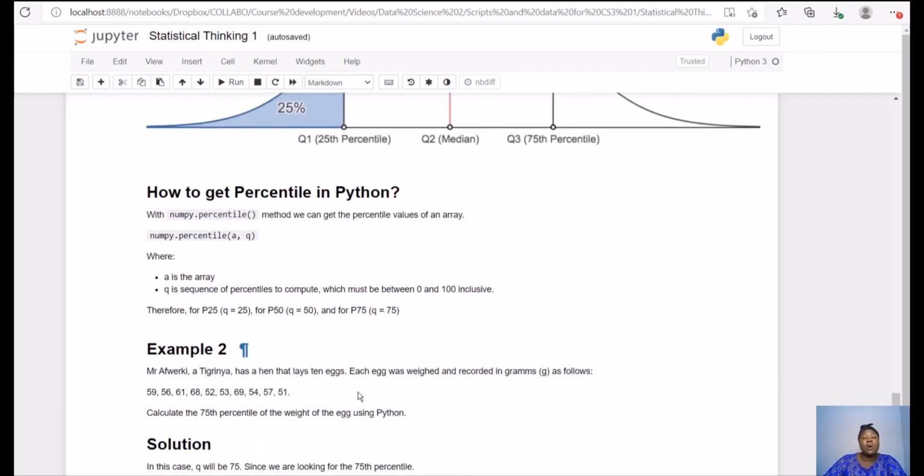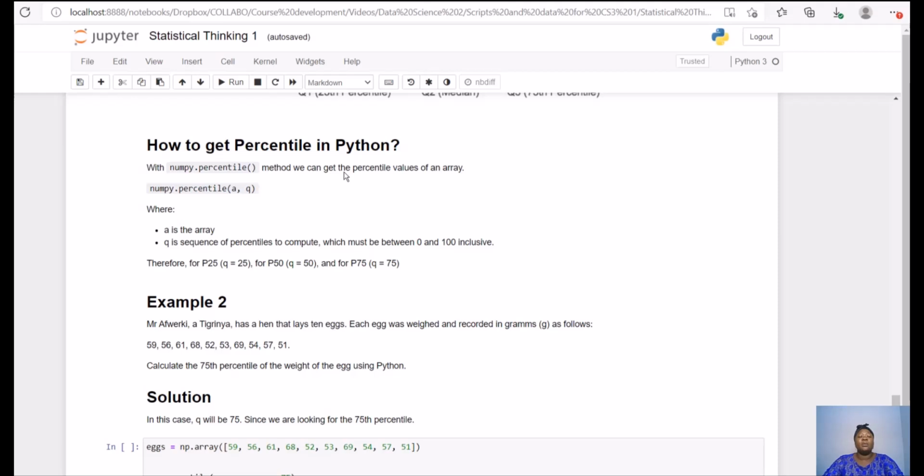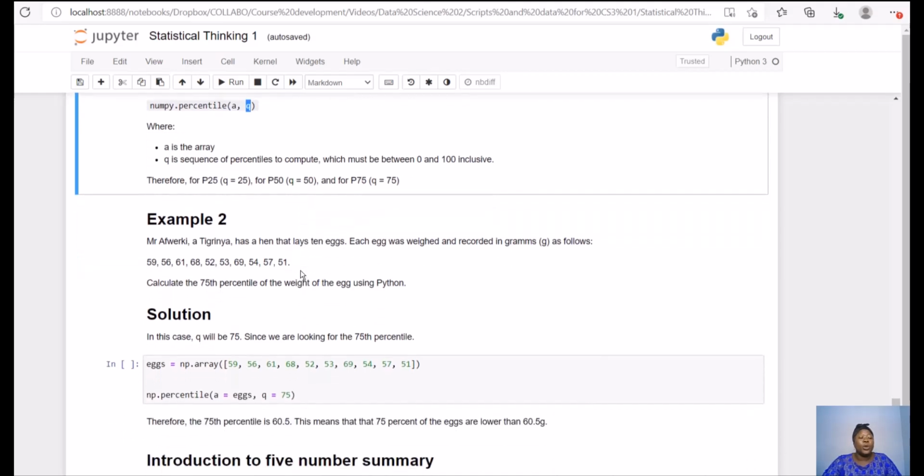So how do we use our Python to calculate the percentile? Just like we did for the quartile, you could also use NumPy, the percentile, you import the package. So for the function, A is your array, don't forget, and Q is the sequence of the percentiles to compute. So for the quartile, we use Q as 0.25, but for percentile, we use 25 because we are dealing with percentage values here.